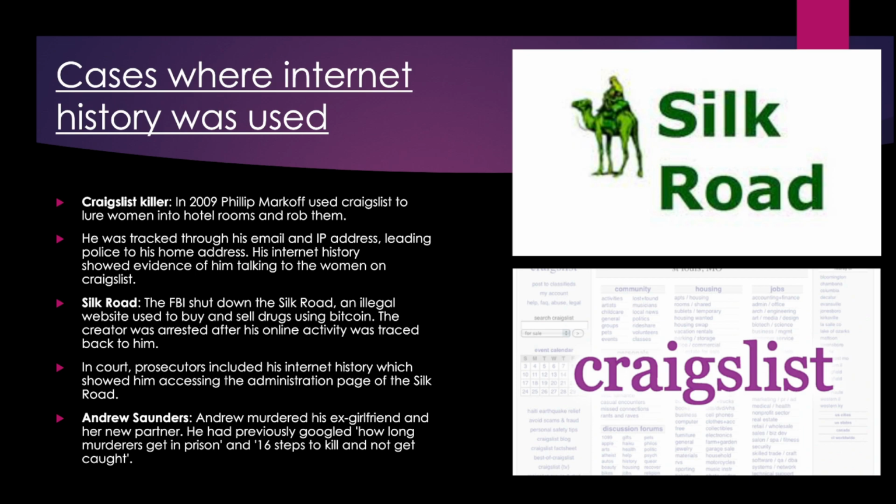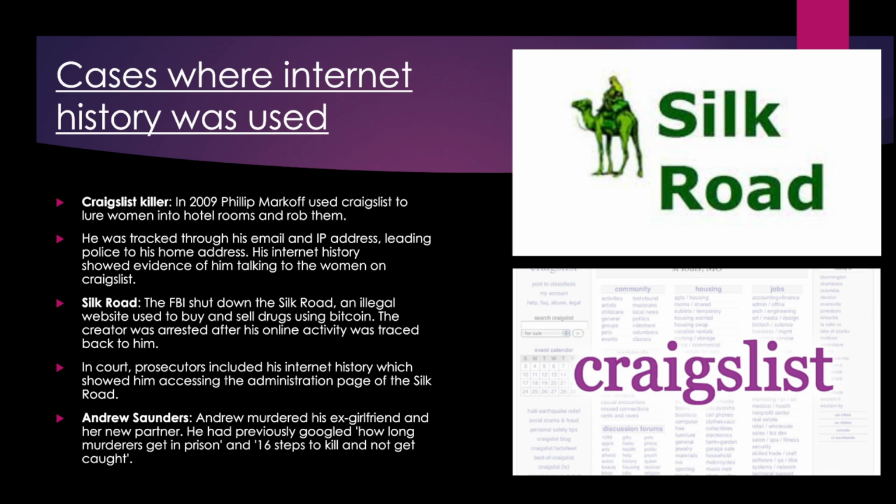The Andrew Saunders case is another example. He stabbed his ex-girlfriend and her new partner. He was a jealous man and had researched revenge killings online prior to committing the stabbings in Cardiff. When being prosecuted, police used some of his online searches, such as 16 steps to kill and not get caught, and how long do murderers get in prison. He also watched an online video called 10 People Who Got Revenge on Their Cheaters.